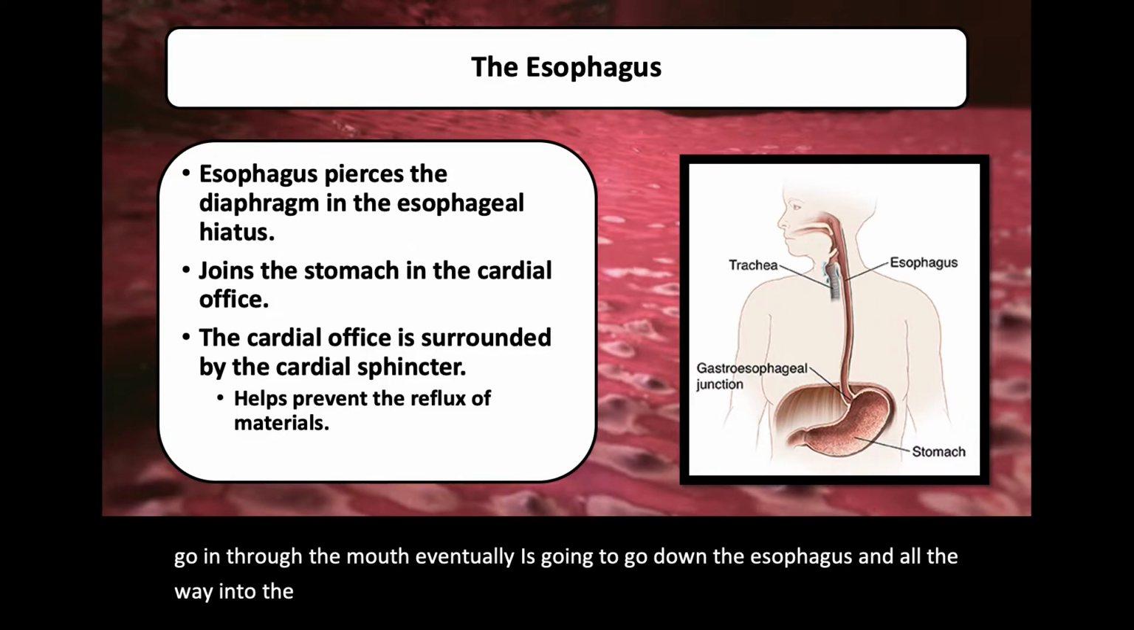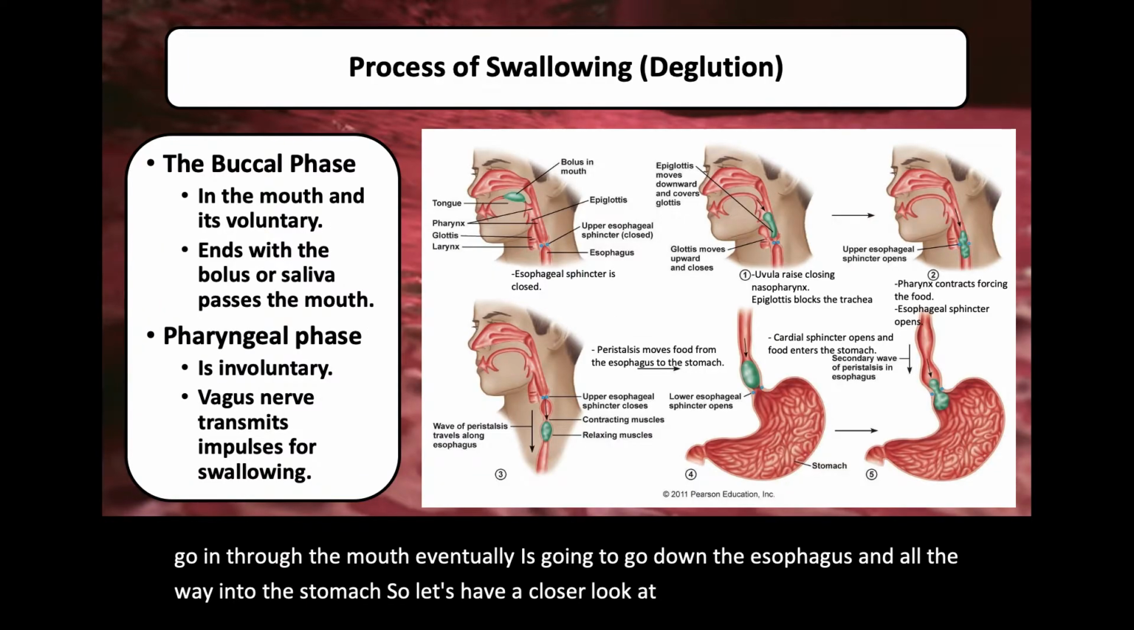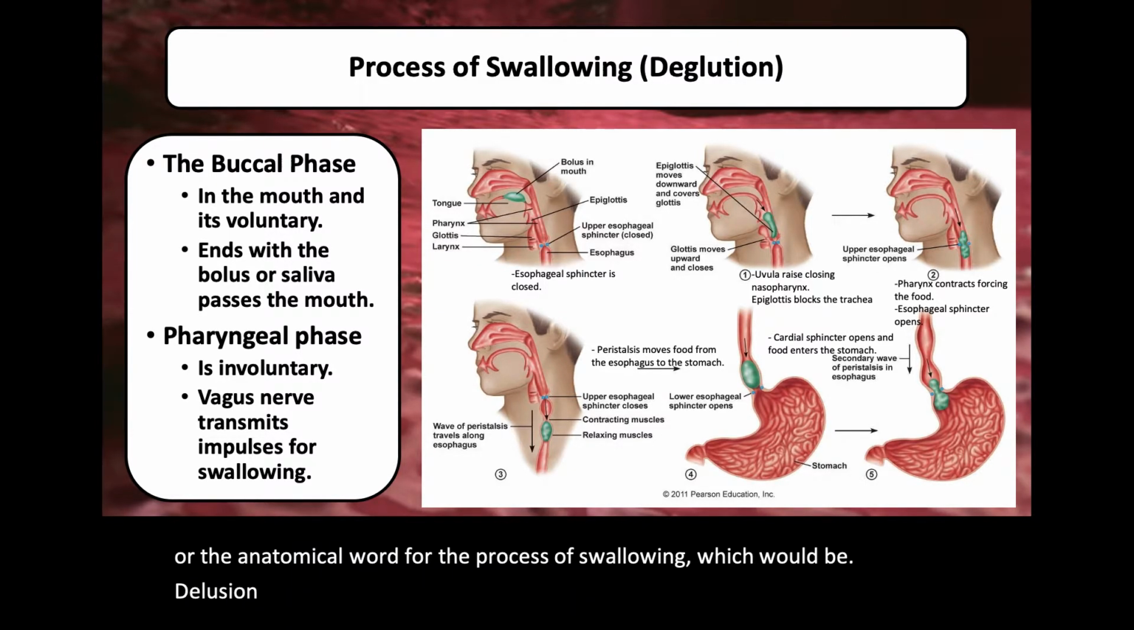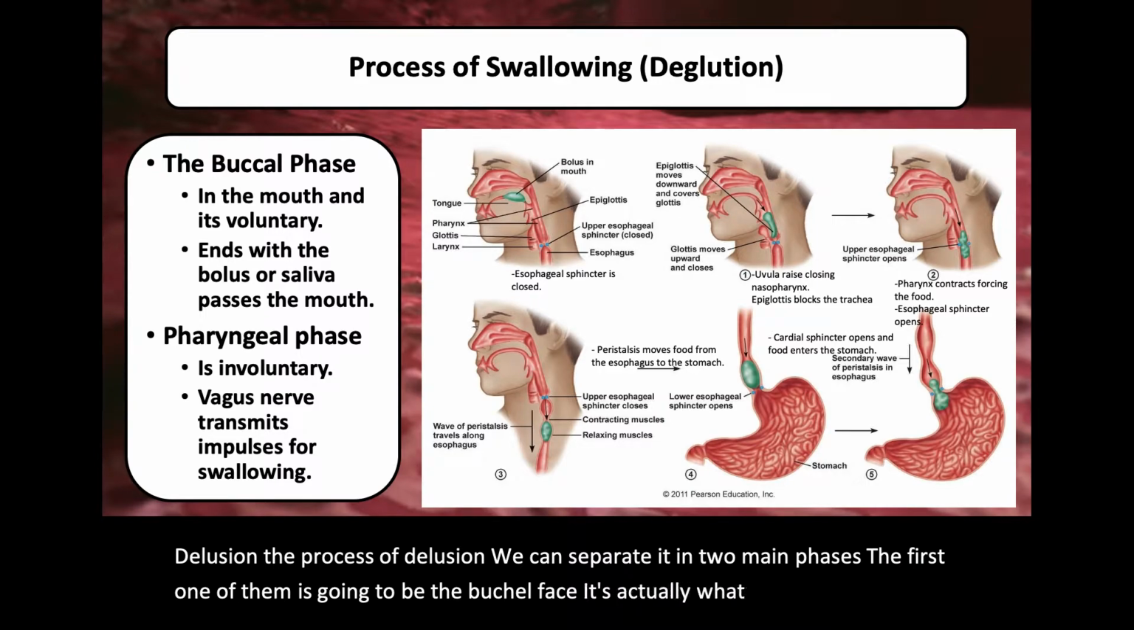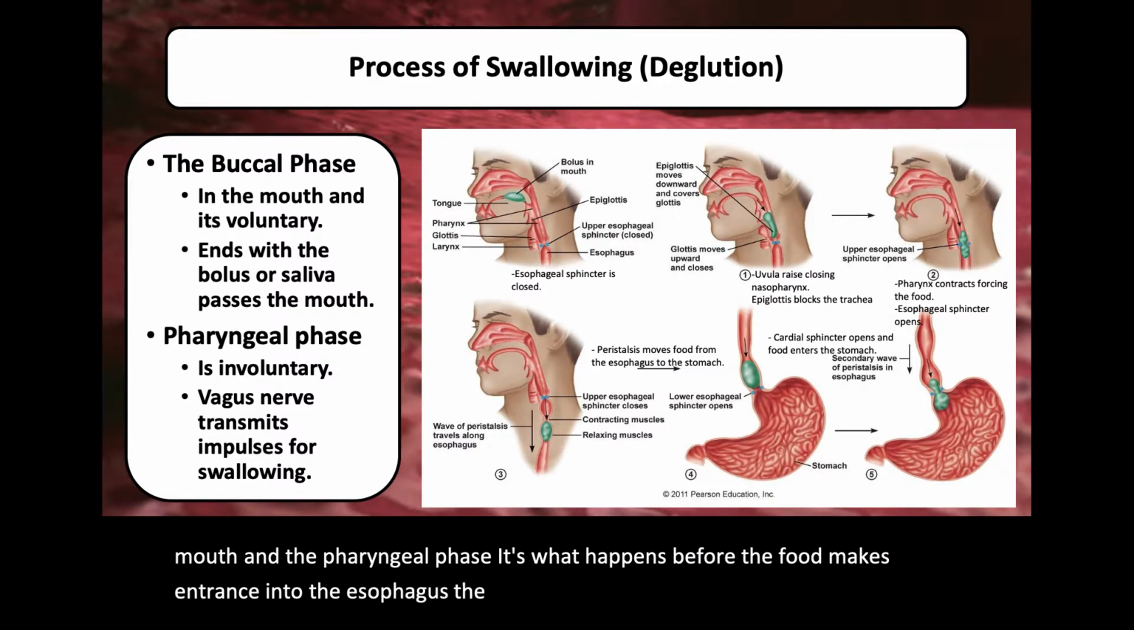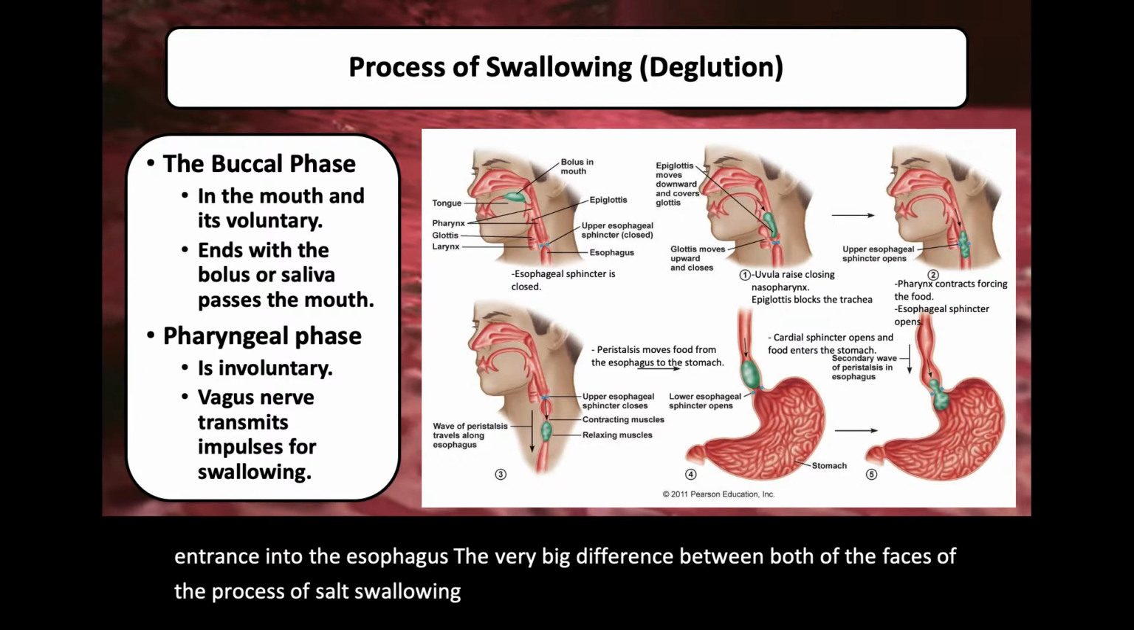So let's have a closer look at the process of swallowing, or the anatomical word for the process of swallowing, which would be deglutition. The process of deglutition, we can separate in two main phases. The first one is going to be the buccal phase. It's actually what happens in the mouth. And the pharyngeal phase is what happens before the food makes entrance into the esophagus. The very big difference between both phases of the process of swallowing is going to be the movement of this. Is it voluntary or isn't it voluntary?